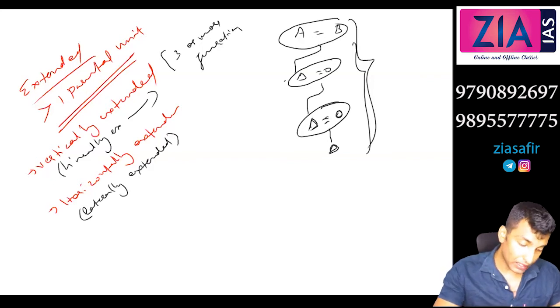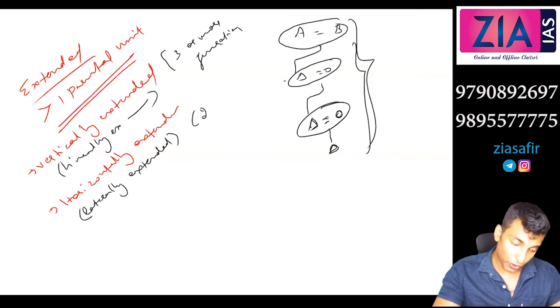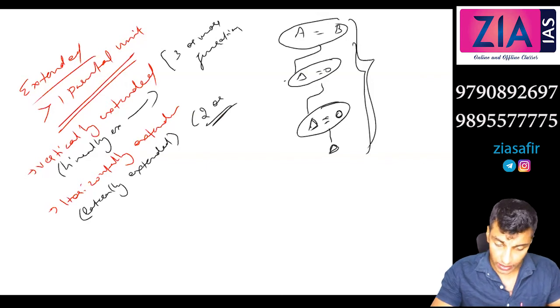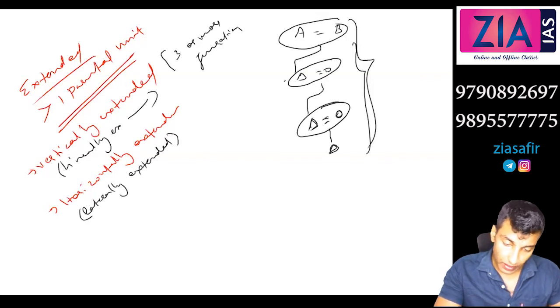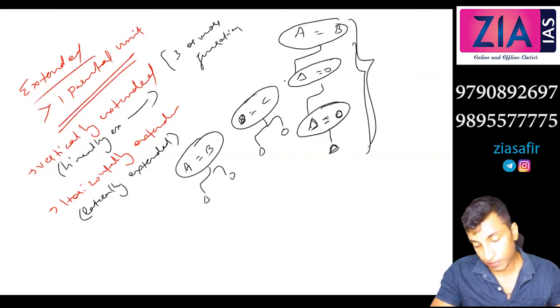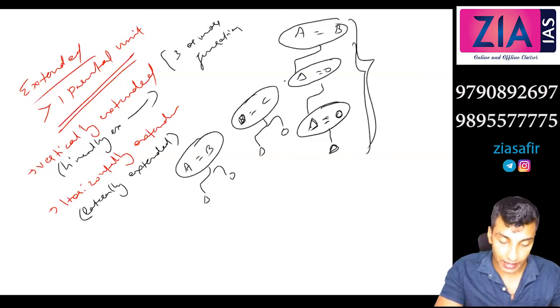Horizontal extension is basically two generations, or two or more couples. Here it will be like this, like A and B, and similarly D and C. So these two are couples, these two are couples, and for them there will be kids. For them also there will be kids. So this is what is called horizontally extended or laterally extended.